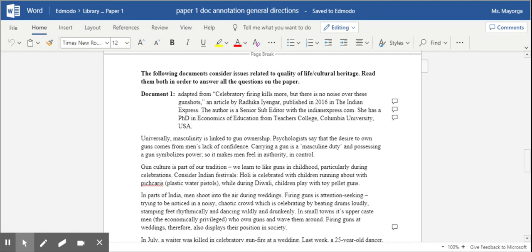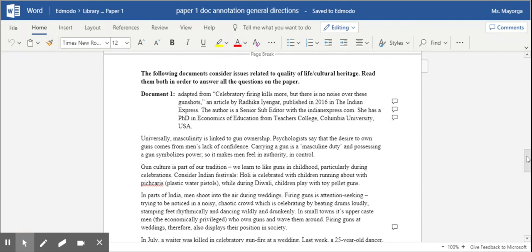Although most of you are very adept at assessing documents using thinking skills terms, it's been a while since we've gone over a paper one, so I thought these videos might be a good idea. So whenever we have a paper one and we're looking at the document, first up, make sure you understand what it's asking you for, what the topic is. So this one in particular is on the quality of life and cultural heritage.